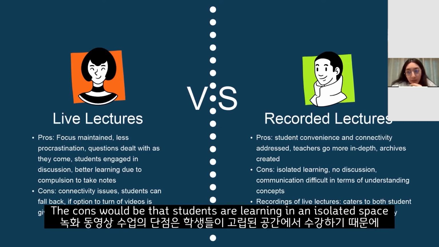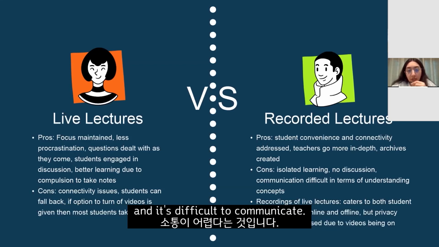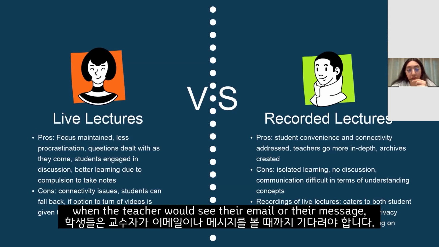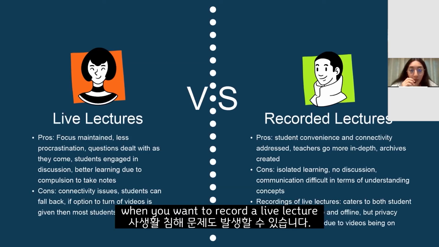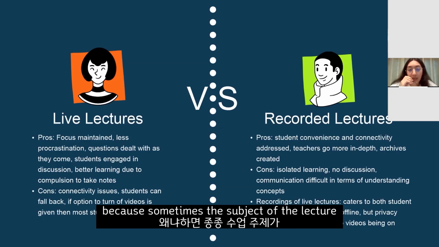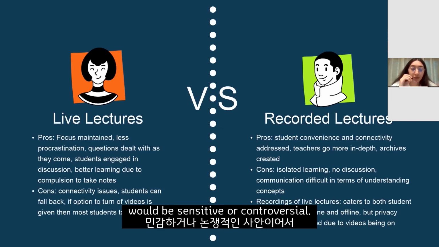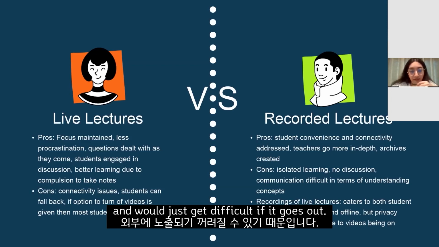And the cons would be that students are learning in an isolated space, and it's difficult to communicate. You have to rely on when the teacher would see their email or their message. And there's generally privacy concerns that come up when you want to record a live lecture, because sometimes the subject of the lecture would be sensitive or controversial, and it would just get difficult if it goes out.